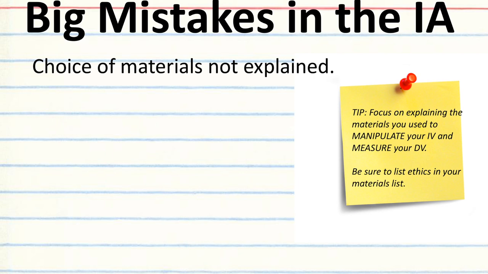You want to explain what materials did you use to manipulate your independent variable and measure your dependent variable, as well as your ethical considerations, informed consent, debriefing, etc. Now, if we think about what materials did you use to measure your dependent variable, pen and paper, so there's not a lot to explain there. However, one thing you did use to test, and also to measure, I guess we can count this to measure it, is your word list, right?